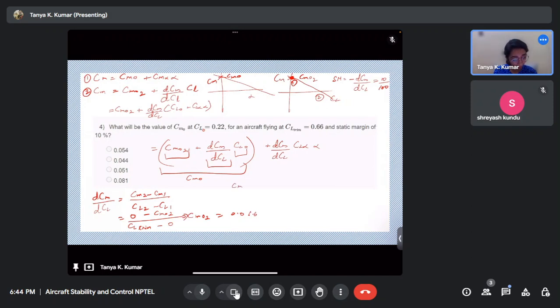So Cm naught is Cm naught 2 plus dCm by dCl into Cl naught. So that is 0.066 plus dCm by dCl, where is it? Yeah, it's minus 0.1, into Cl naught, which is 0.22, and then you get 0.044. You got the right answer, correct? Okay, let's go to the next question.